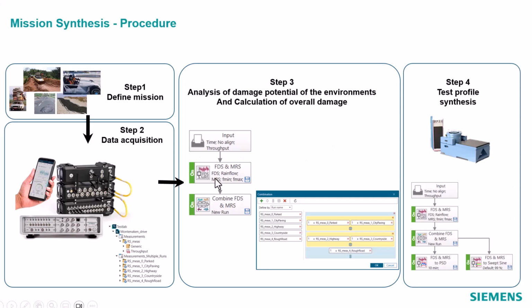And we'll do that using a function called the fatigue damage spectrum. So in TestLab, we've implemented a fatigue damage spectrum and a maximum response spectrum calculation. We need to combine the fatigue damage spectrum and the maximum response spectrum together for all these different events. And when I say combine, we combine these together in different ways.